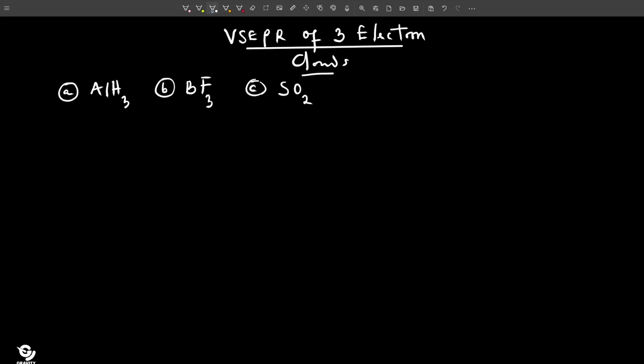Okay. In the last example, we talked about VSEPR theory of two electron clouds. So they say it is linear. But let's talk about those that have three electron clouds. Again, the first step, if you remember from the previous video, is to draw the dot structure. A dot structure is also called a Lewis structure. So that's the first thing we have to do.